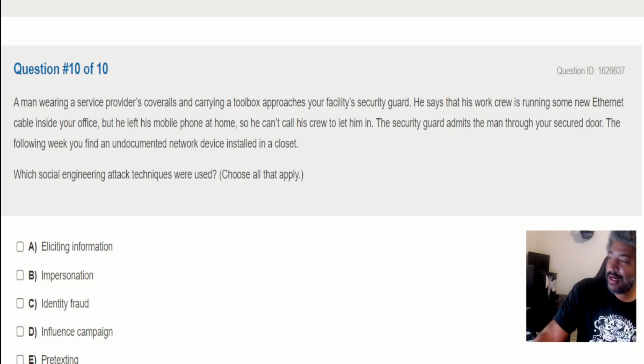A man wearing a service provider's coveralls. I wonder if that meant overalls. Oh, I've got to see. Well, I digress.